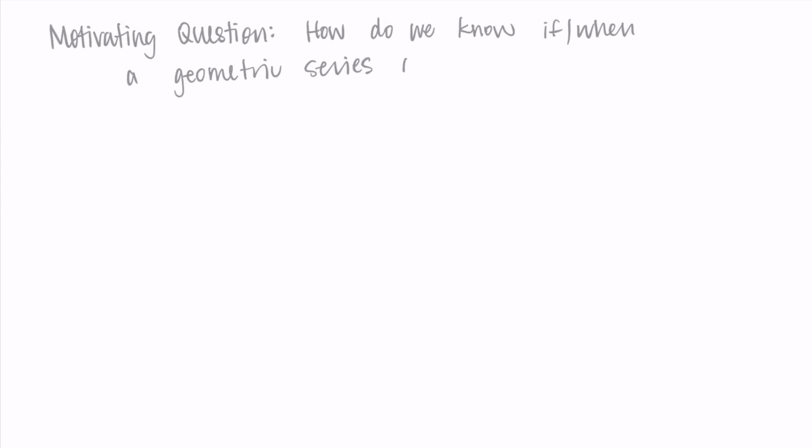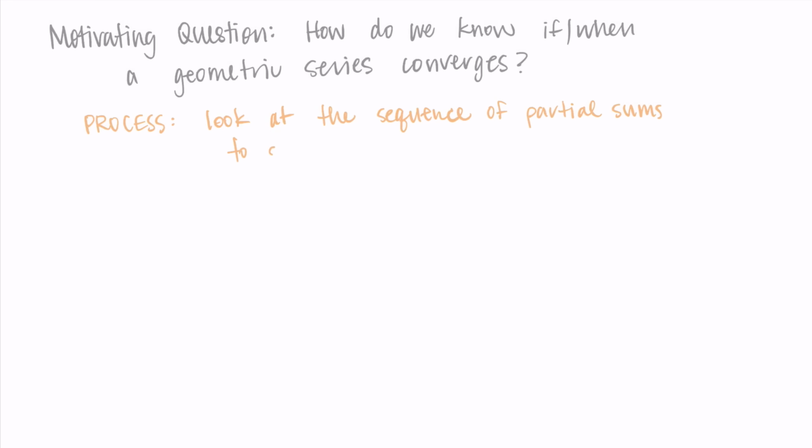So our motivating question for this video is, how do we know if or when a geometric series converges? We saw in the last video that 1 over 2 to the n converges, but how do we know if any geometric series converges? Remember our process. We're going to look at the sequence of partial sums and see if that sequence converges.